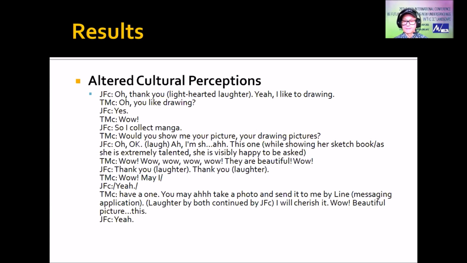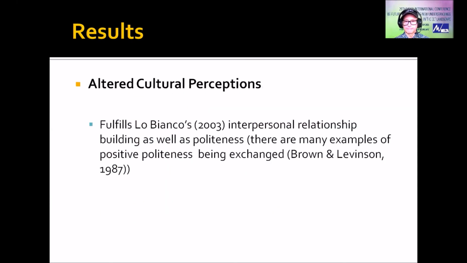And as you can see at the end, he says, "May I have a photo? I will cherish it. Wow, beautiful picture this." And he really was excited. And you could tell that changed his attitude. Not that he had a bad attitude, but it increased his interest in Japan and in talking to my student in particular. And of course, this fulfilled Lobianco's interpersonal relationship building, as well as being polite. You can see many cases of positive politeness, even in that short clip of dialogue.